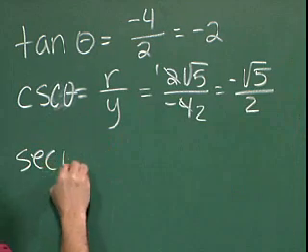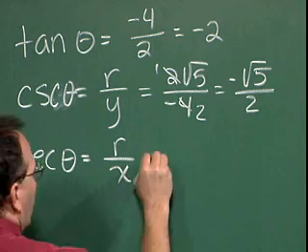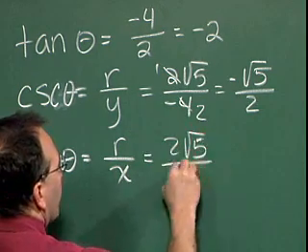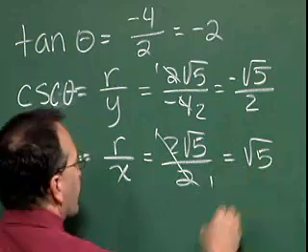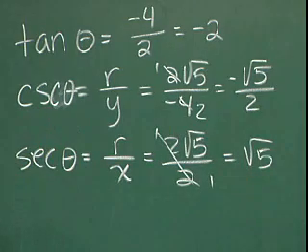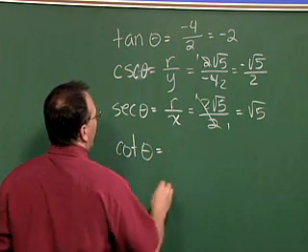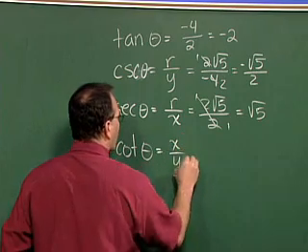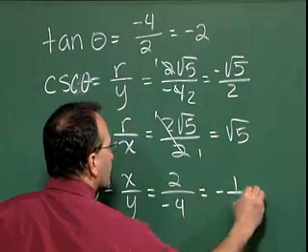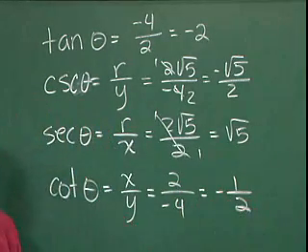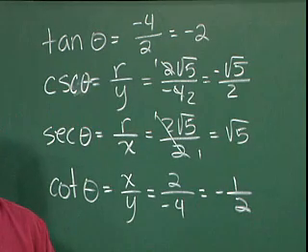Secant theta. The secant of theta is equal to r over x. R, we said, was 2 square roots of 5. X is 2. Those reduce down to 1 each. And we get that the secant of theta is the square root of 5. And finally, the cotangent of theta is defined to be x over y. So that would be equal to 2 over negative 4, which is negative 1/2. And there we have the 6 trigonometric functions for that particular angle.